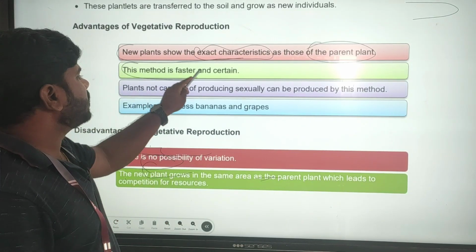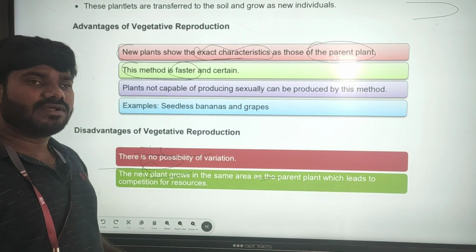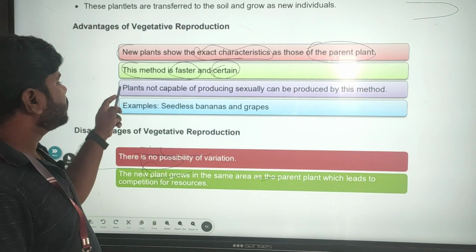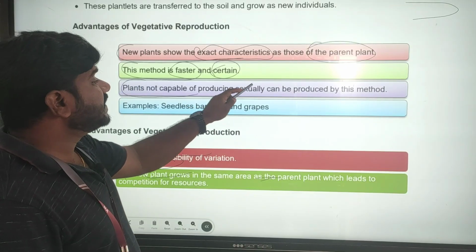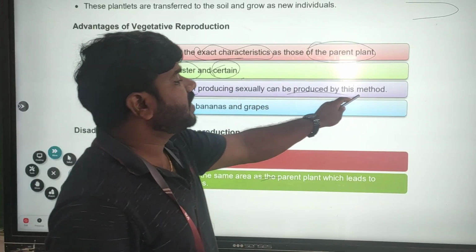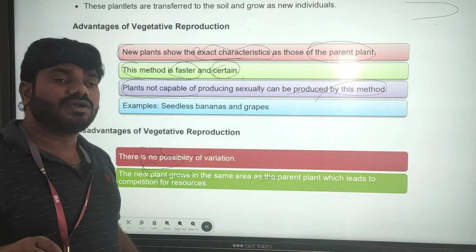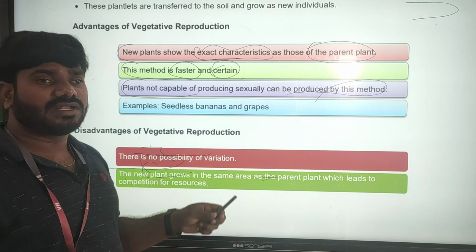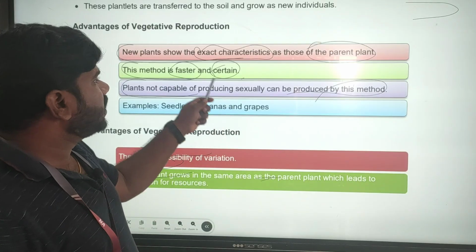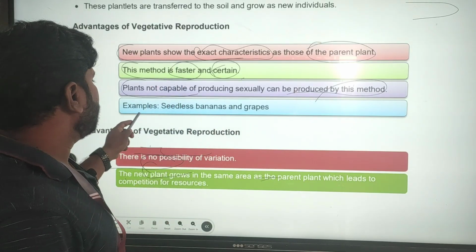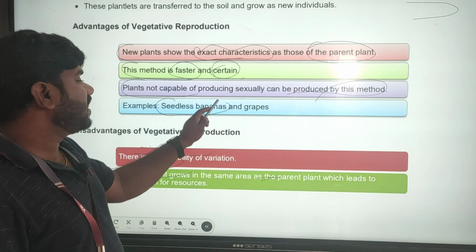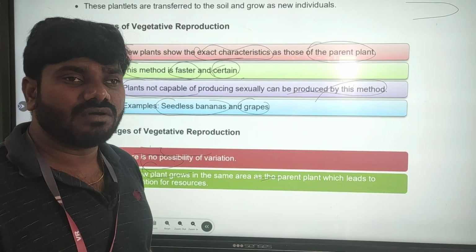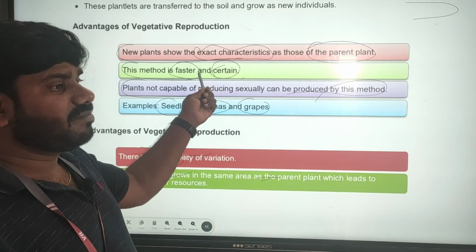Next, this method is faster. Vegetative reproduction method is very fast and certain. Yes, this is true. Next, plants not capable of producing sexually can reproduce by this method. Those plants not able to reproduce sexually can reproduce through this method, that is vegetative reproduction. Next example we can see seedless bananas and grapes. Seedless bananas and grapes do not bear any gametes. They can reproduce through vegetative propagation.